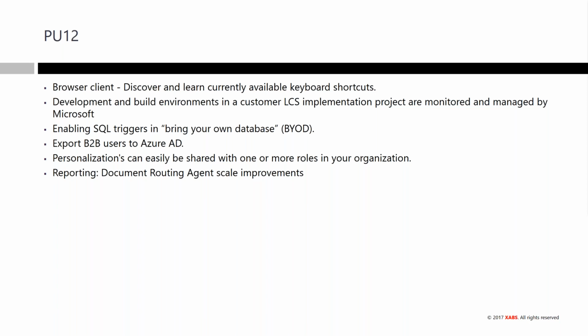The main point here is the ability to discover and learn currently available keyboard shortcuts when you're in the browser client. What this really means is that you can right-click on an icon or an element, and it'll show you if there's a shortcut key. The shortcut keys are exactly the same, still very limited. The only difference is now you can right-click on the elements and see if there's a shortcut key for it and what it is, instead of just having to remember them. So a nice little thing to help you start to use the shortcuts.